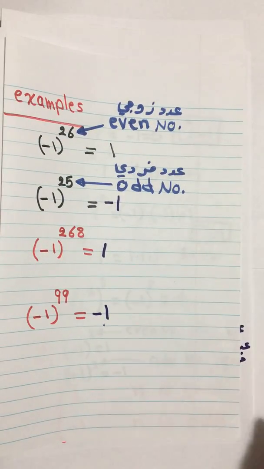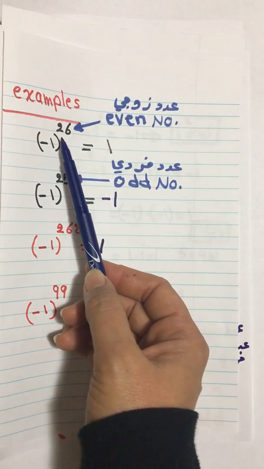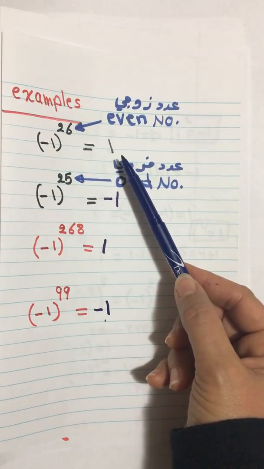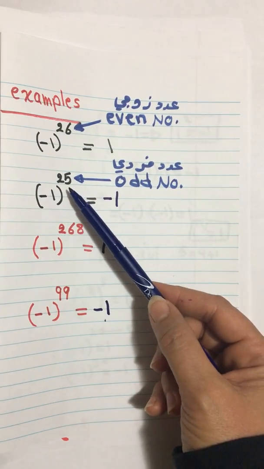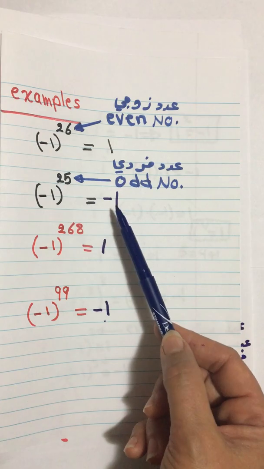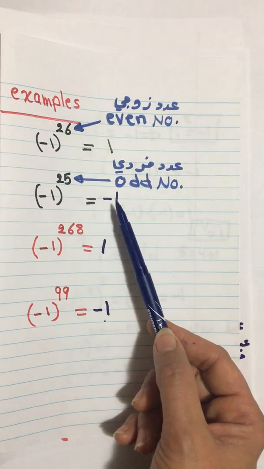Examples. Negative 1 to the power 26. This is an even number, so it equals 1. Negative 1 to the power 25. 25 is an odd number, so we're going to keep the negative.